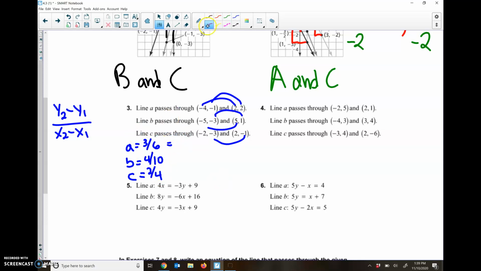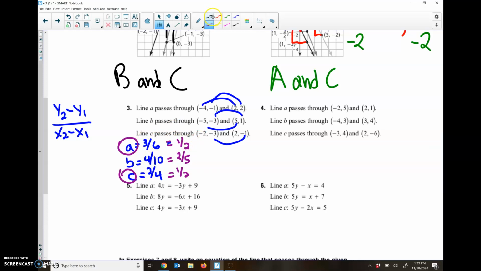So 3 over 6 is the same as 1/2. 4 over 10 is the same as 2 over 5. And 2 over 4 is the same as 1/2. So we end up seeing that A and C are both parallel because their slopes end up being 3 over 6, which is the same as 1/2, and 2 over 4, which is the same as 1/2.